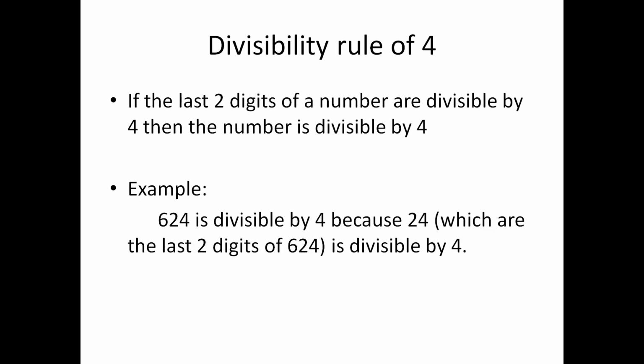The divisibility rule of 4 is if the last two digits of a number are divisible by 4, then the entire number is divisible by 4. An example is 624 is divisible by 4 because 24, which are the last two digits of 624, is divisible by 4.